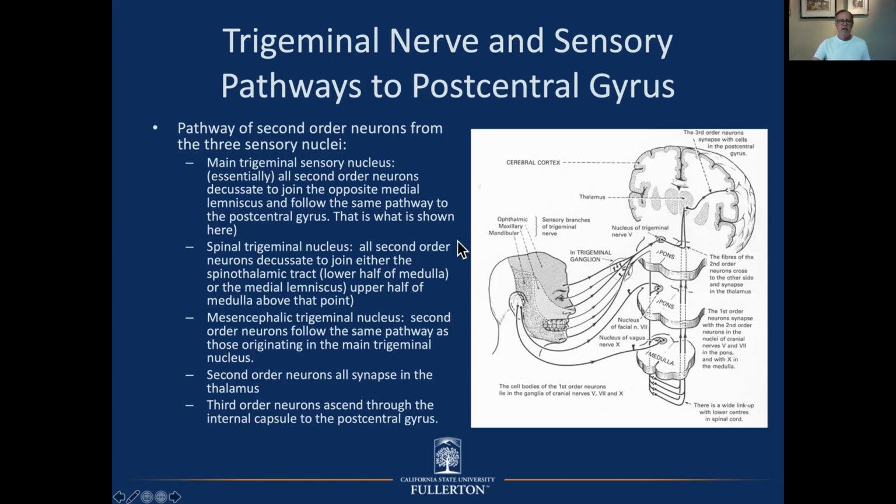All right, so I think we've got all the points made here. Let me just make sure. We've got the main trigeminal sensory nucleus. All second order neurons decussate to the opposite medial lemniscus, follow the same pathway to the postcentral gyrus that is shown here. Spinal trigeminal nucleus, not shown here, but I will show it in the next slide. I'm just going to make the point in writing here. All second order neurons decussate also down at the level where the synapse is occurring, and we'll look at that in detail in the next slide.